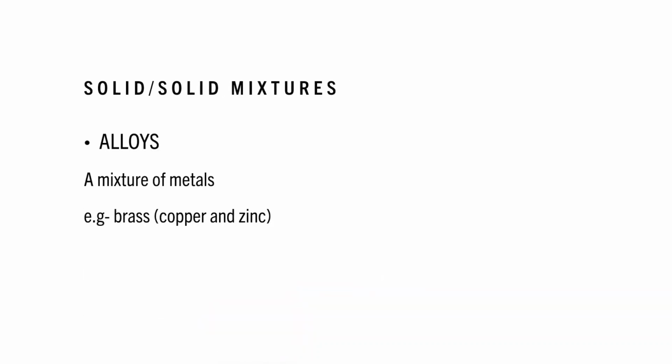Let's look at solid mixtures. And we're just going to look at alloys. Alloys are when you mix metals. So to form brass, you would mix copper with zinc.